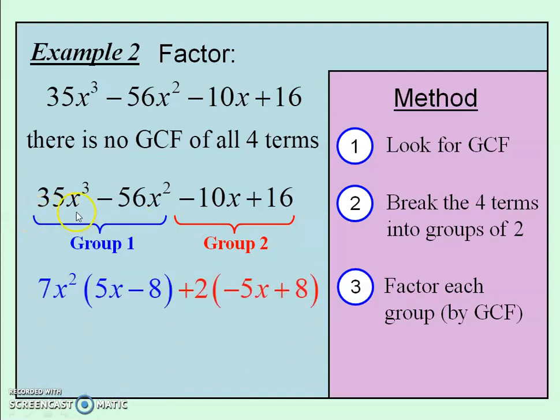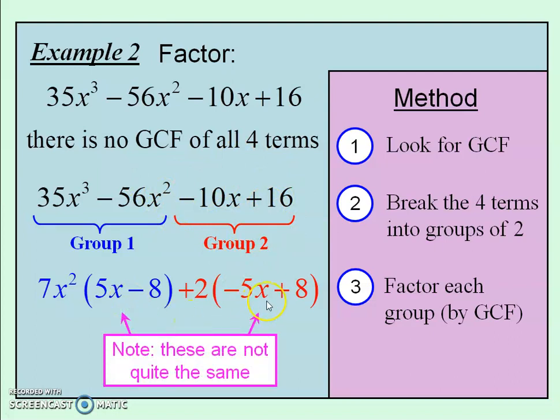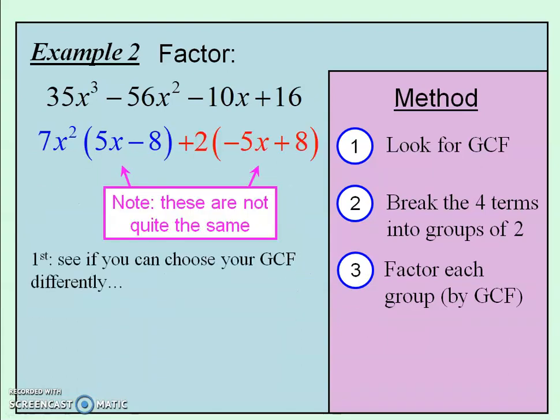I took out a 7x squared from these 2, and I took out a 2 from these 2. Now notice that these 2 brackets are not exactly the same. They're almost the same. This one has a positive 5x and a negative 8. This one has a negative 5x and a positive 8. They're not quite the same.